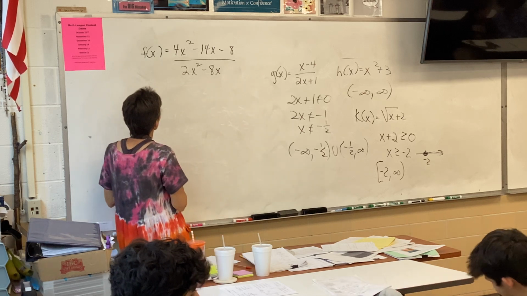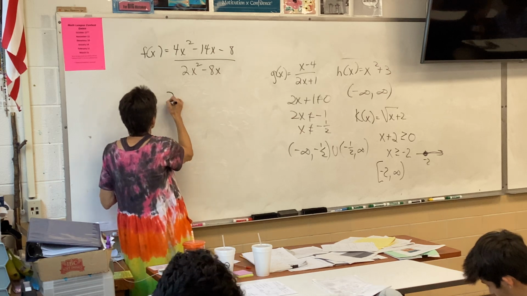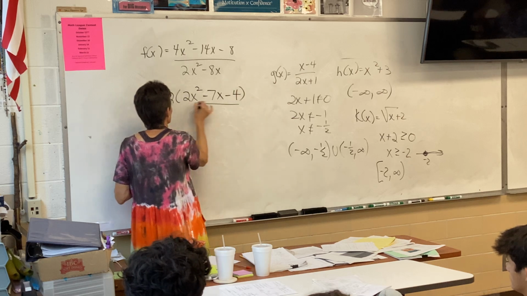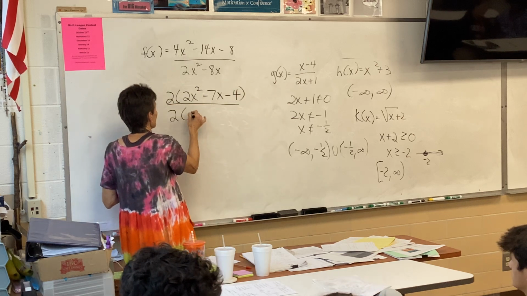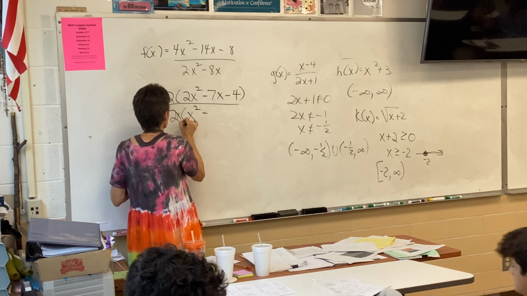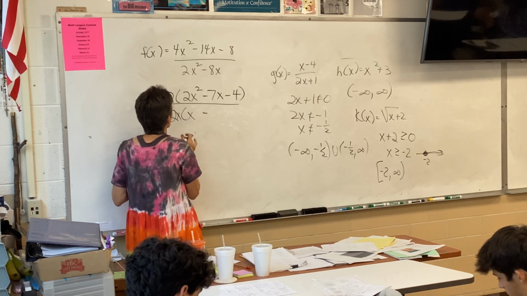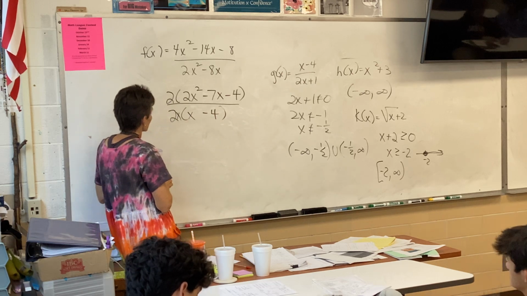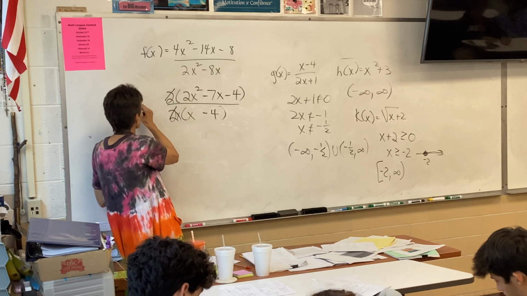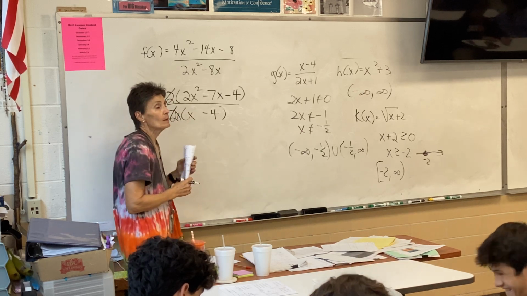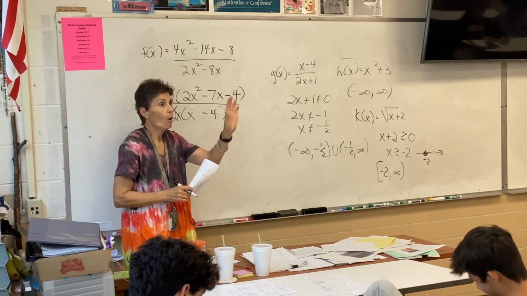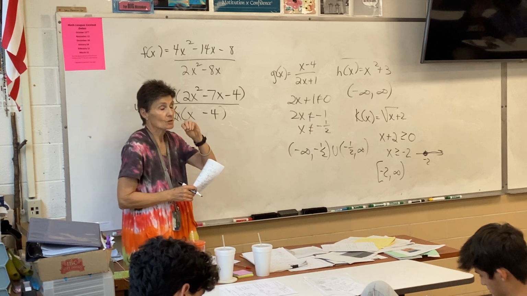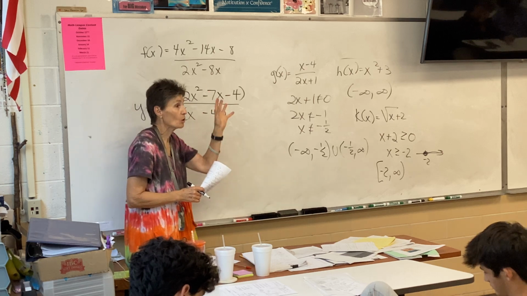So what can I do on the top? Take out a 2: 2x squared minus 7x minus 4. I can take a 2 out of the bottom also, right? I have an x, 2, and an x. Can my 2's cancel? No. That isn't going to make a hole. Holes happen when we cancel, but we have to cancel out x's, okay? So the 2 isn't going to impact anything, it's just gone.